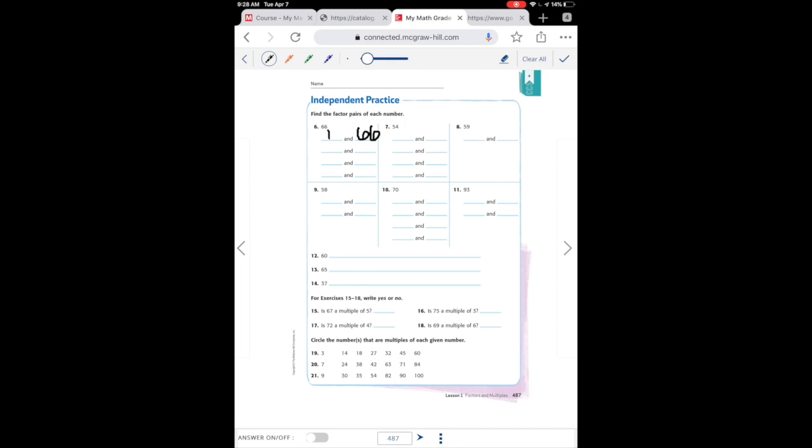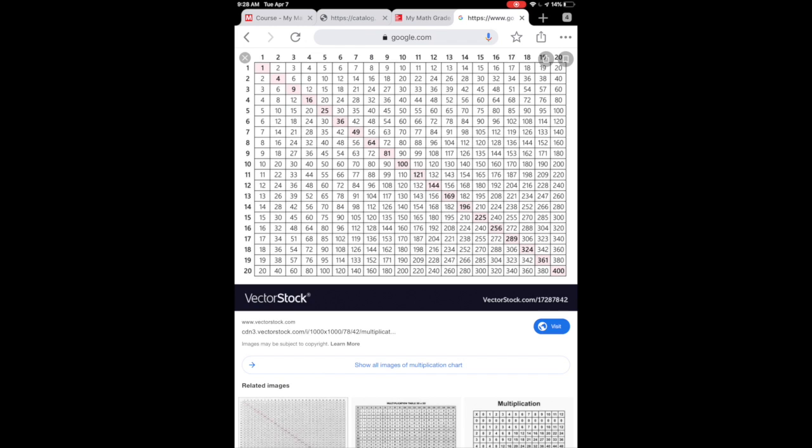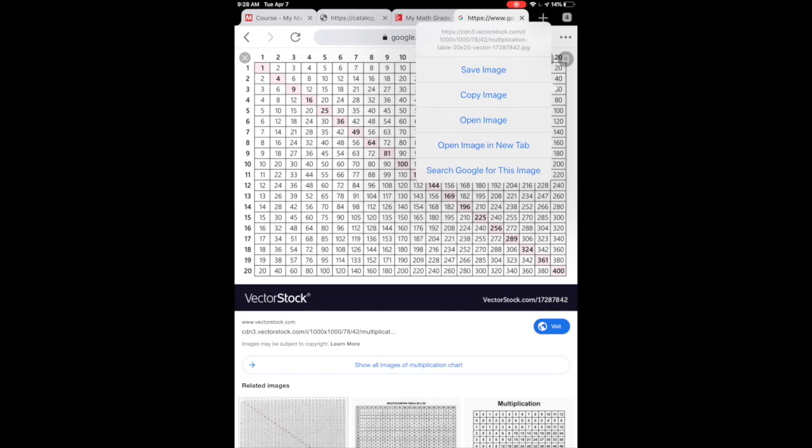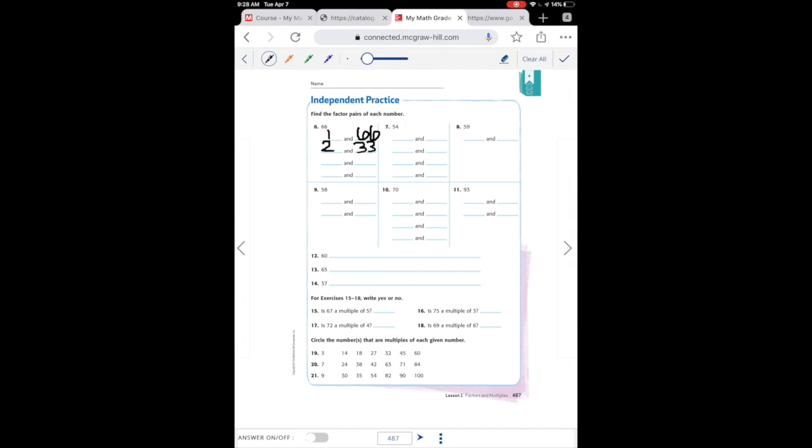Identity property of multiplication. 66 is an even number, so it's always going to be divisible by 2. And if I skip count by 2s, I have to skip count 33 times to get 66. 66 is divisible by 3, so I'm going to see if I skip count by 3s if I will ever say 66. So I'm going to go to my multiplication chart and look at 3. 3, 6, 9, 12, go all the way up. I get to 60 on my multiplication chart, so I could just keep going. 60, 63, 66. I do say it, so it's 3 and 22.